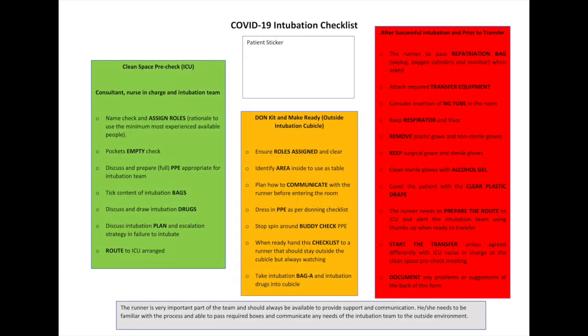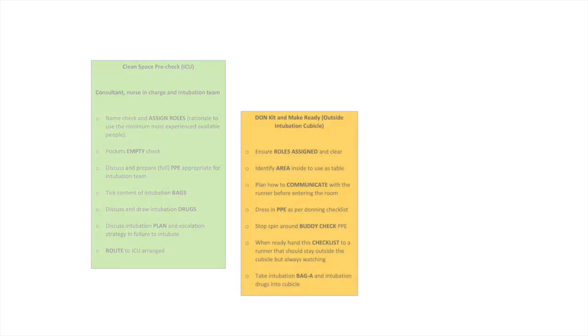In order to achieve this, we use a COVID-19 intubation checklist. There are three parts to the intubation checklist. The clean space check, which is done on the intensive care unit before attending the patient on the ward. A don kit and make ready, and this is done outside of the cubicle or area the patient occupies, and a prior to transfer check.